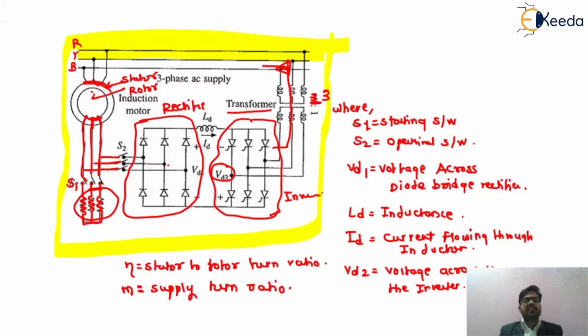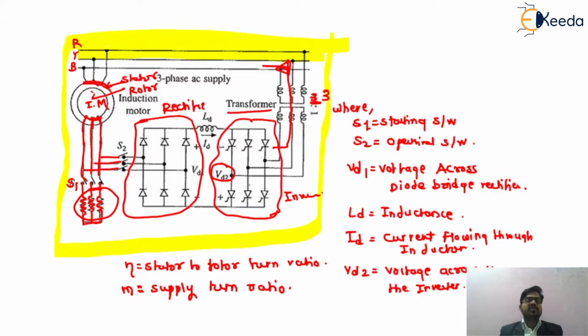Now we can understand the working of this circuit. I think everyone has understood the different elements and parts. This is your induction motor, this is your rotor resistance, this is switch number 1, switch number 2, this is the rectifier, this is the inductor, this is the current flowing through the inductor, and this is the voltage across your inverter circuit.